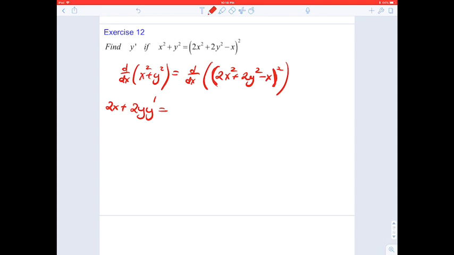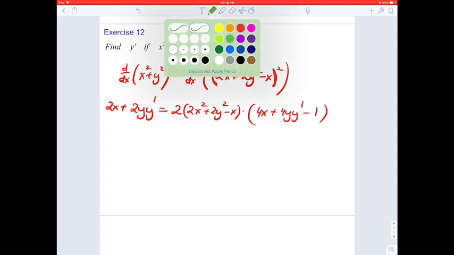Quantity squared, like u squared, derivative is 2u. 2, the whole quantity, 2x squared plus 2y squared minus x, times derivative of this quantity. Derivative of 2x squared is 4x. Derivative of 2y squared is 4y, y prime. And derivative of x, 1.